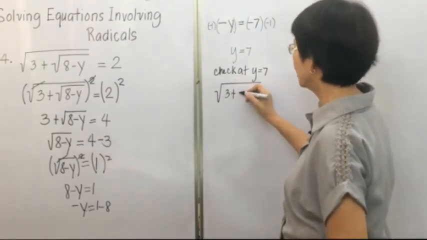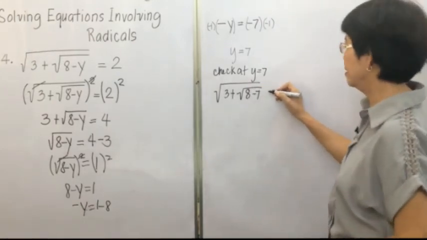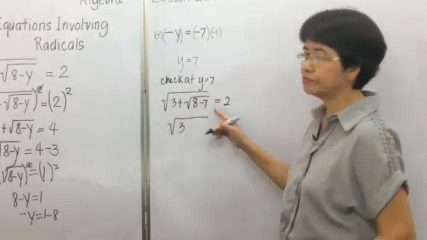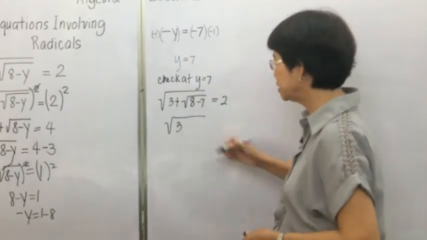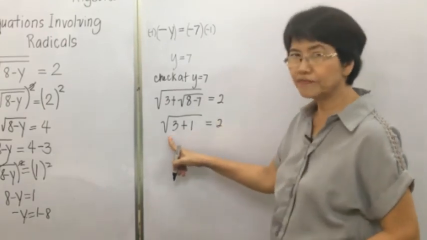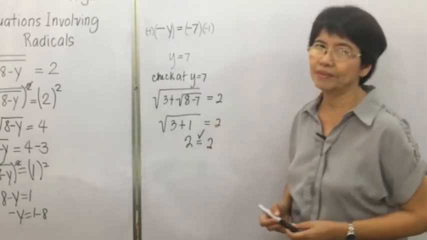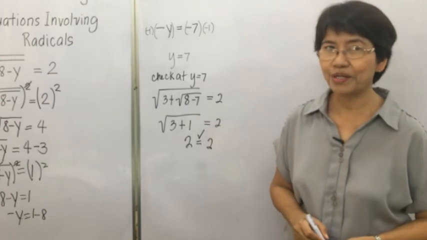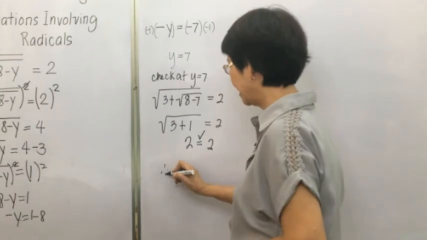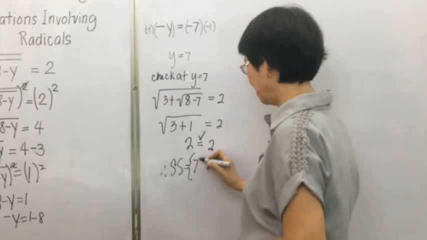3 plus the square root of 8 minus 7 equals 2. So 8 minus 7 is 1, square root of 1 is 1, plus 3 equals 4. So square root of 4 is equal to 2, 2 is equal to 2. So the value satisfies our equation, and therefore we will accept this value, and the solution set is y equals 7.